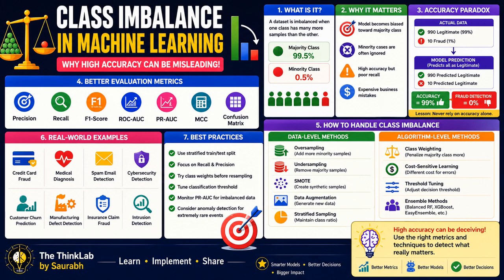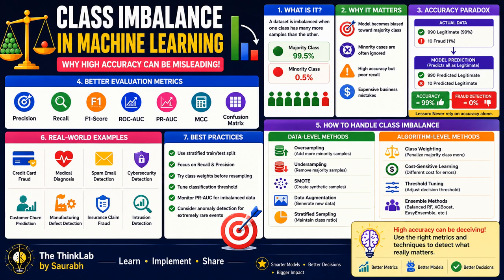So if accuracy is not enough, what metrics should we use? The first metric is called precision. Precision tells us out of all predicted positive cases, how many were actually positive, right? Next comes recall. Recall tells us out of all actual positive cases, how many our model successfully detected. Then comes the F1 score, which is the balance of precision and recall. We also use ROC-AUC and PR-AUC, right? And there is also the Matthews correlation coefficient and the confusion matrix. These metrics provide a much better understanding of model performance than accuracy alone.